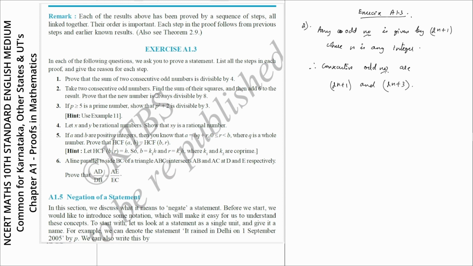Take two consecutive odd numbers, find the sum of their squares. So the sum of their squares means 2n plus 1 the whole square plus 2n plus 3 the whole square. What is this equal to? Now this is equal to, open the bracket. Use the formula and expand. What is a plus b the whole square? It is a square plus b square plus 2ab. So expand this one. So this is 2n the whole square plus 1 square plus 2 into 2n into 1.